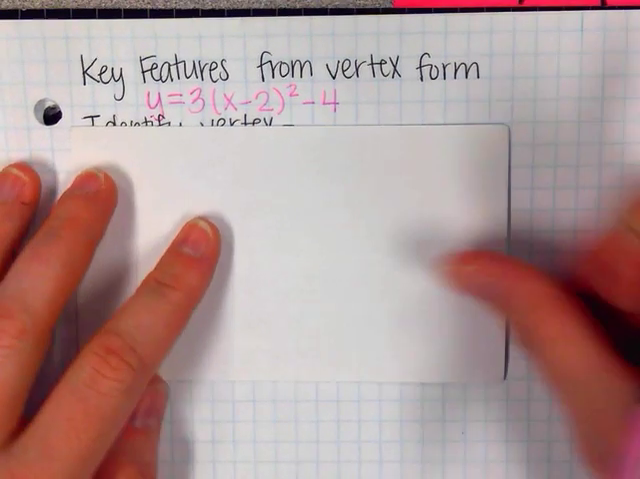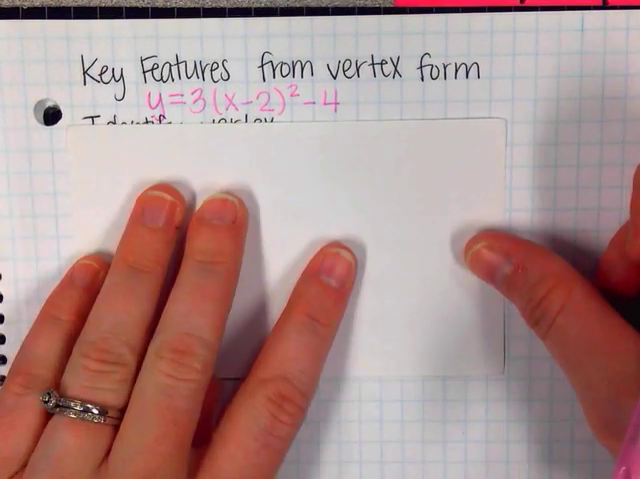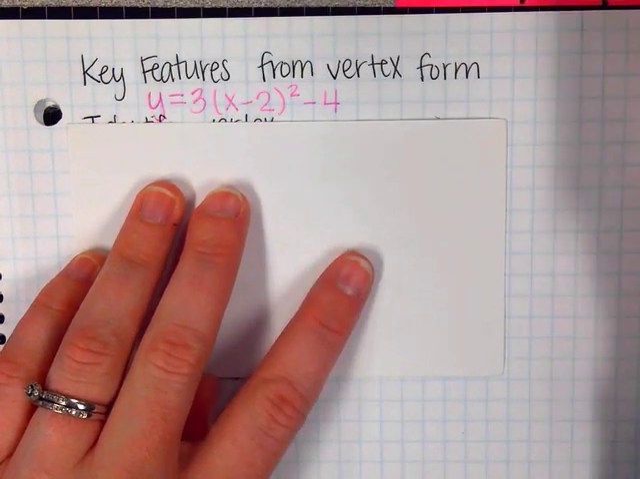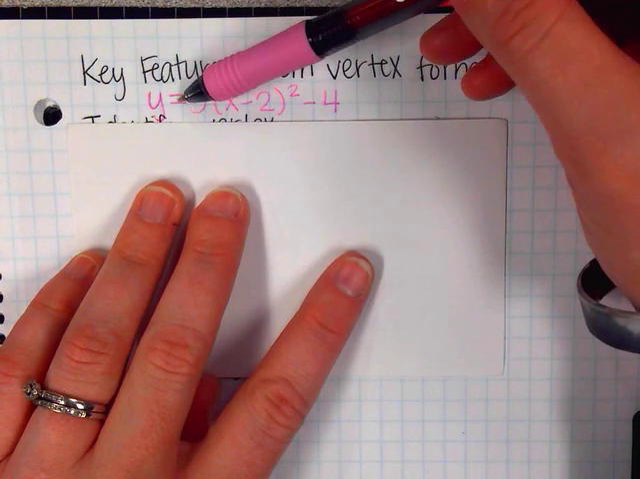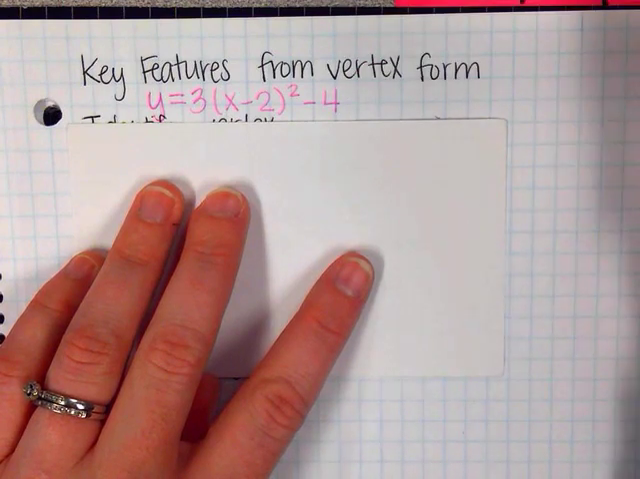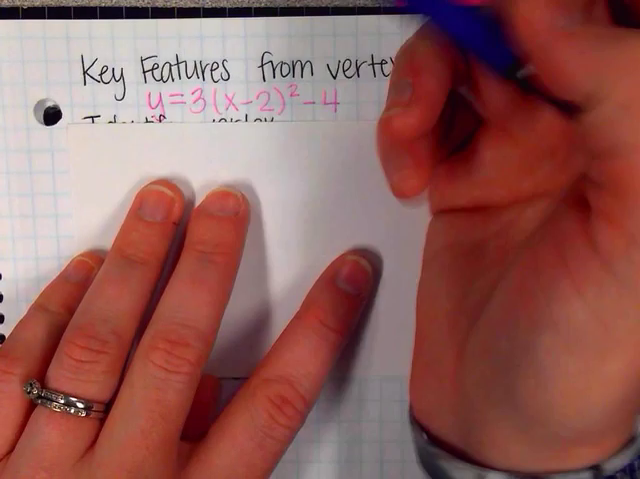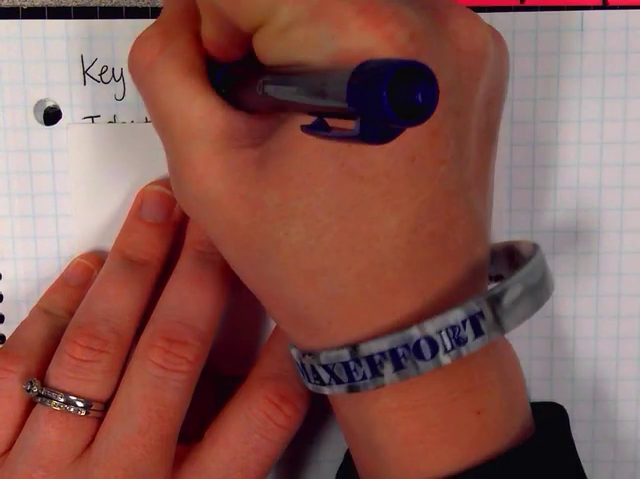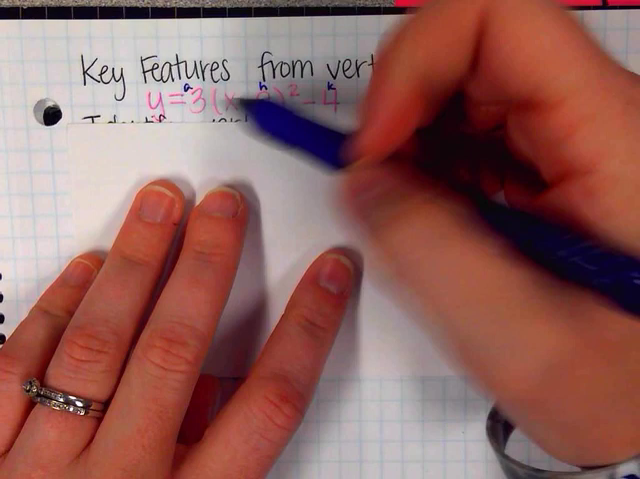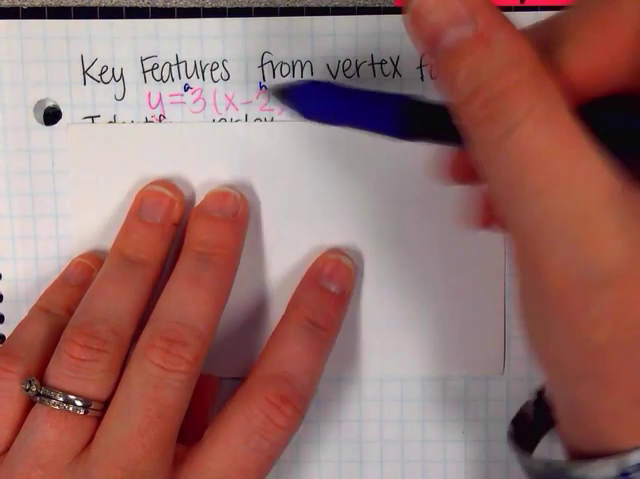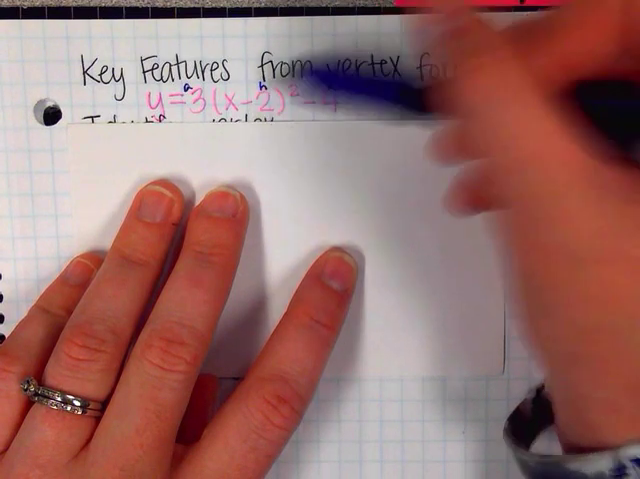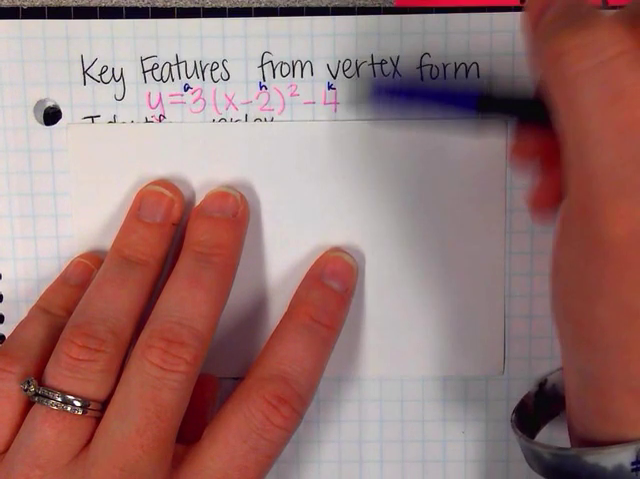So, key features from vertex form, that means key features of the graph. If we look at the equation y equals 3(x minus 2) squared minus 4, remember that is in the form of a, h, and k. Remember, the a is how wide or skinny it is. The h is the horizontal shift, and it's always the opposite direction. And then the k value moves it up or down.